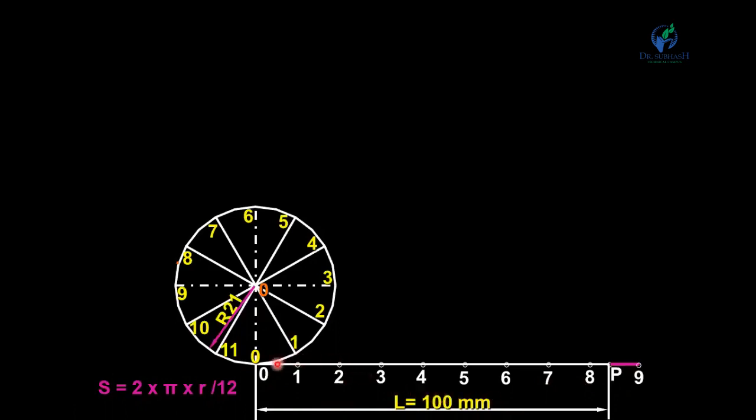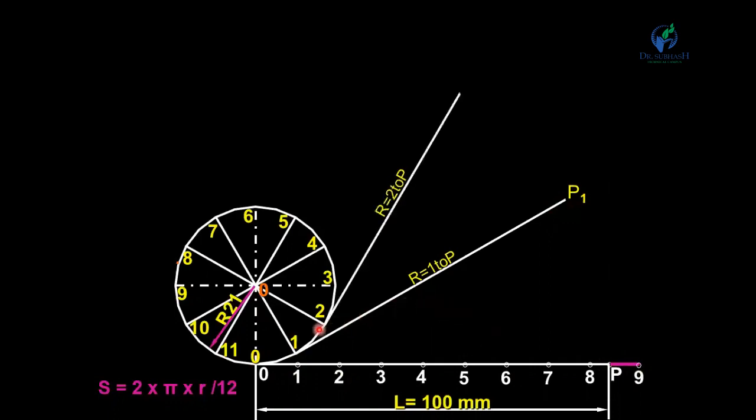Now we have to wind this string on this circle. For that, first of all, draw a tangent at point 1. Now with 1 as the center and radius equal to 1P, draw an arc and you will get the point P1 here. Similarly, from point 2, draw a tangent perpendicular to the line 0, 2. Now with 2 as the center and radius equal to 2P, draw an arc and you will get the point P2.